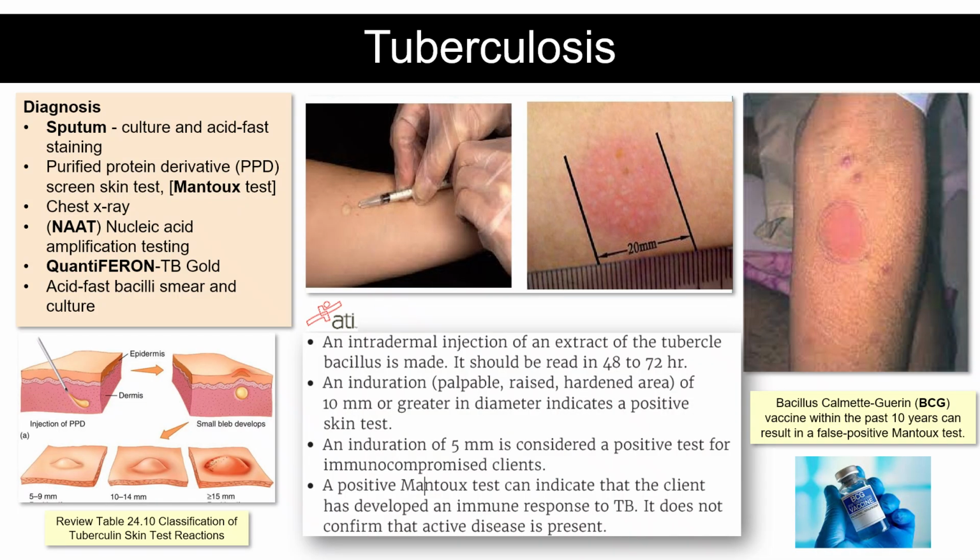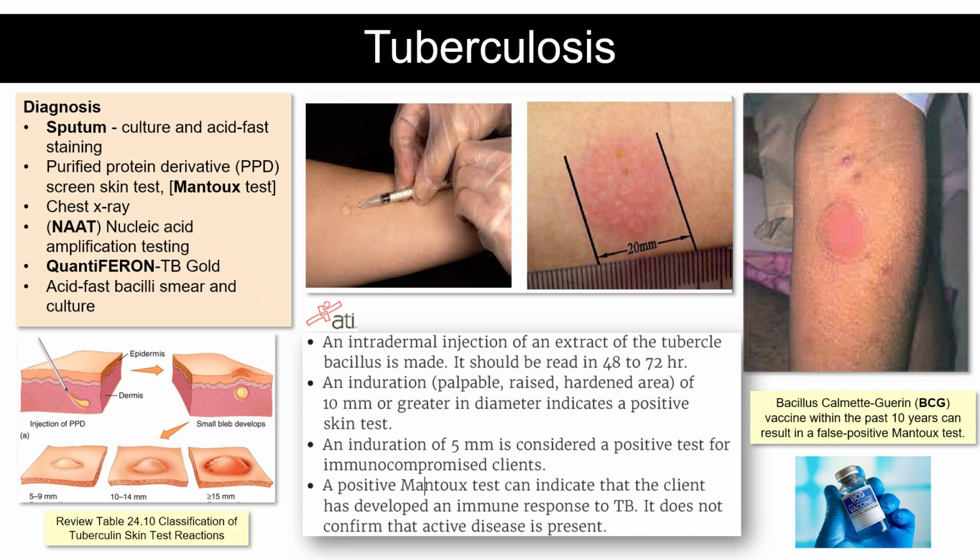So how is TB diagnosed? We can take a sputum culture and send it off to see if TB grows in there. We can do a PPD test, a purified protein derivative skin test, also known as a Mantoux test, chest x-ray, a NAT, which is a nucleic acid amplification testing, QuantiFERON TB Gold blood test, and acid-fast bacilli smear and culture. So what we're going to talk about is that PPD test.